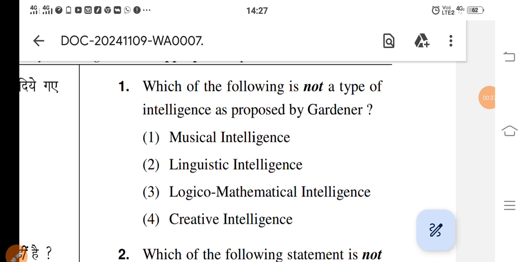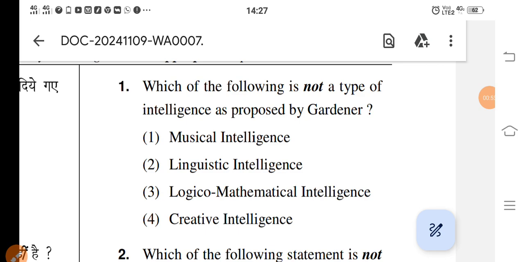Actually, in Gardner's theory of multiple intelligence, he has given 8 types of intelligence. நமக்கு வந்து அந்த 8 type of intelligence தெரிஞ்சிருக்கணும். தெரிஞ்சாதான் நம்ம இந்த கொஸ்டினை அட்டென்ட் பண்ண முடியும். இதில் வந்துட்டு 3 options are correct.